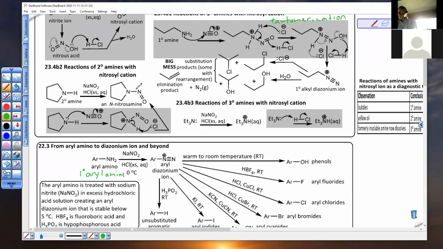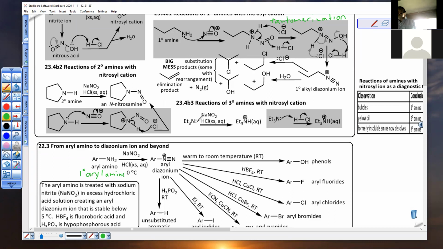So do you see nitrogen gas being created here like we did here? The answer is no. Keep that in mind. Typically, these products are always yellow oils, and nitrosamines are almost always yellow oils, and they have a particular odor that's weird, but you don't need to know that.